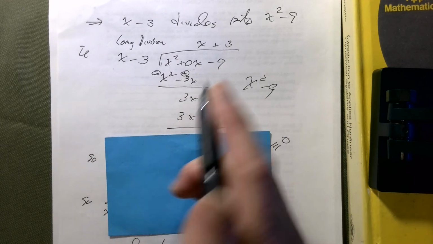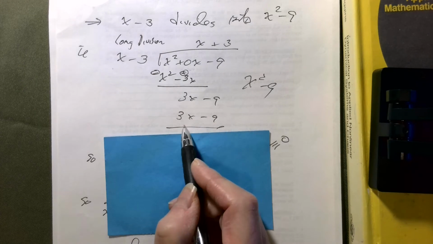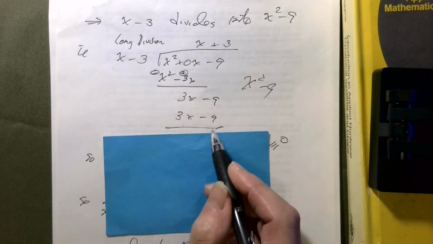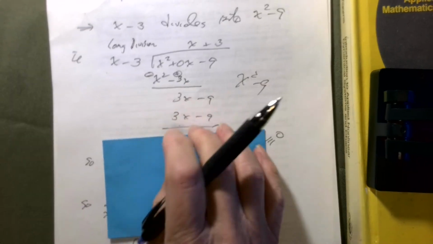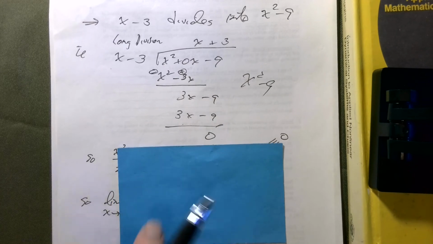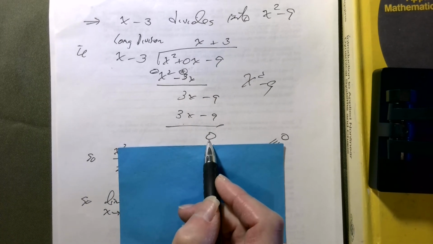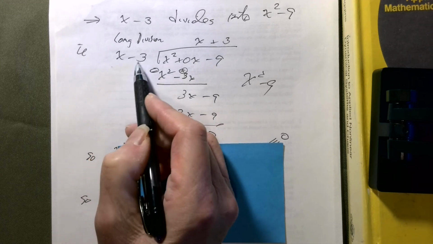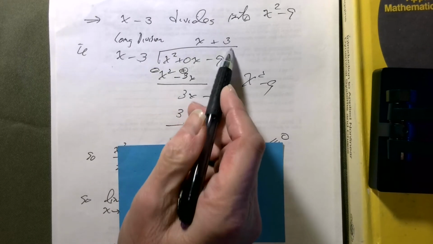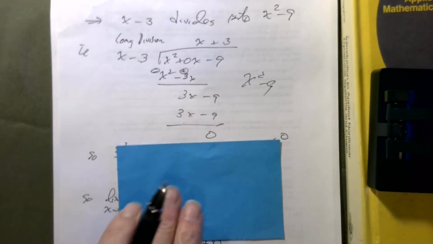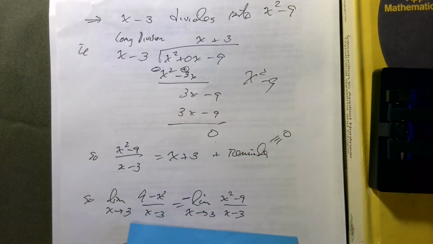Excuse me, I brought it down. 3 times x is 3x. 3 times negative 3 is negative 9. And notice what happens is they cancel, and I'm left with 0. That means x minus 3 times x plus 3 is this, which we know all along. Perfect square.